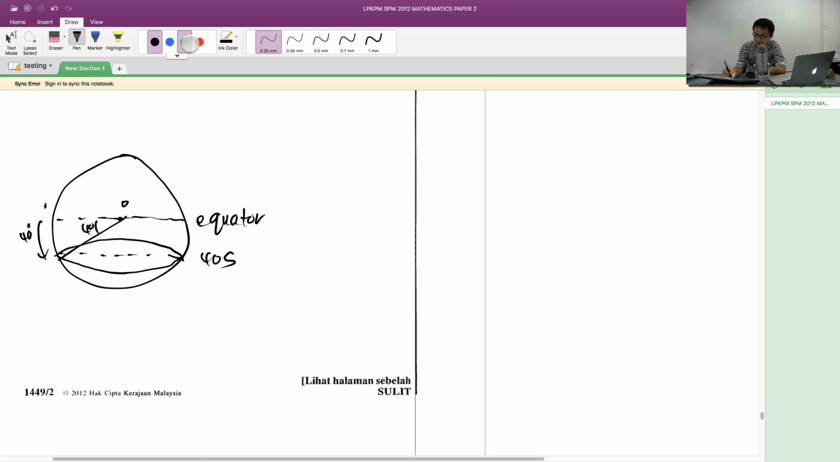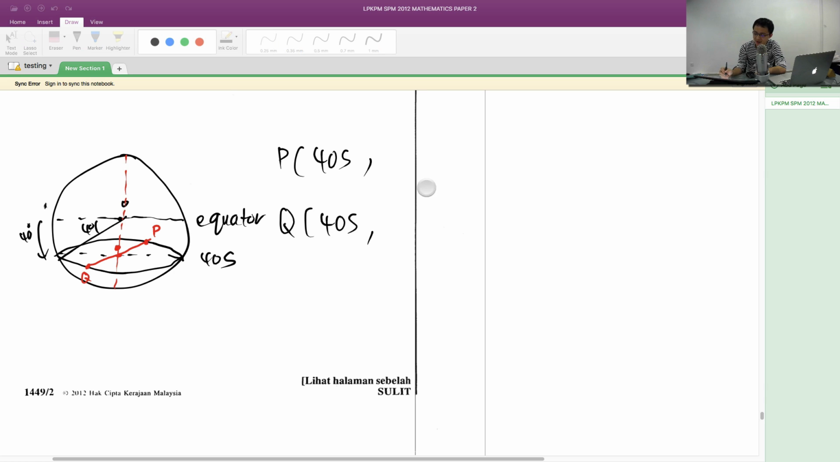So in this 40 south, I have two coordinates, P and Q, and their diameter passes through the center of this plane. This is not exactly O, but it is sort of the center. Now you want to find their location. Because both of them are at the same latitude, what I confirm is that no matter P or Q, both are at 40 south. The only difference is their longitude.